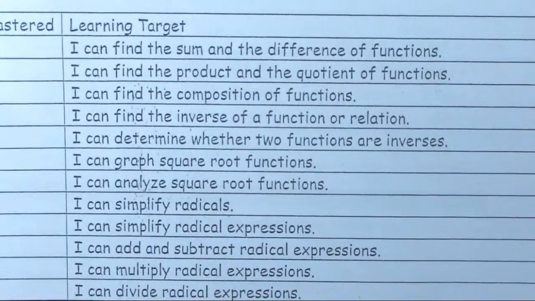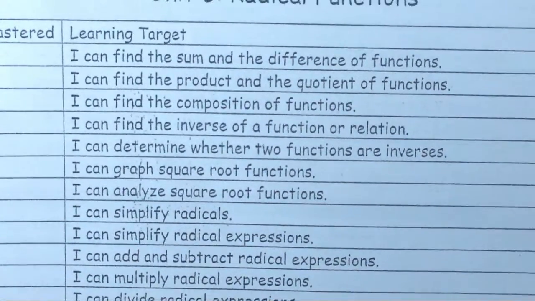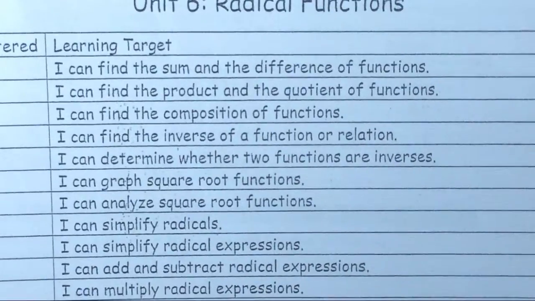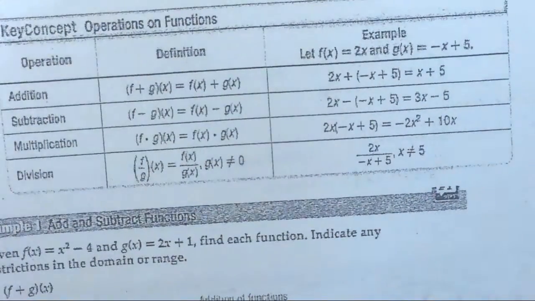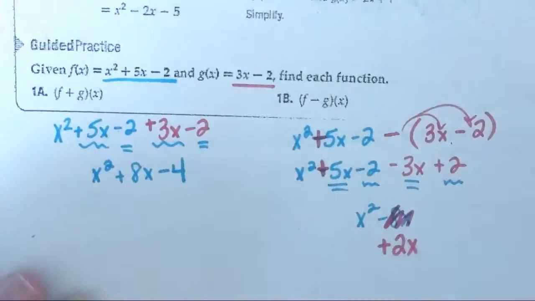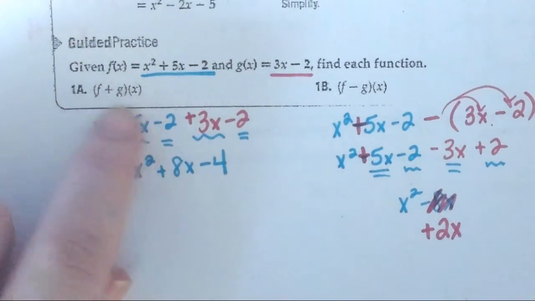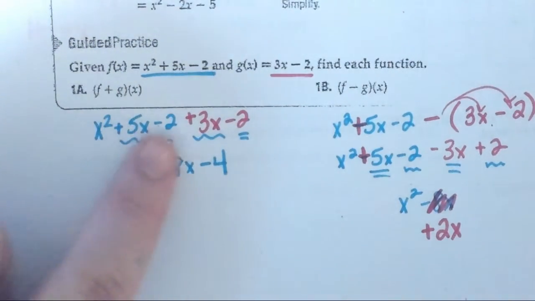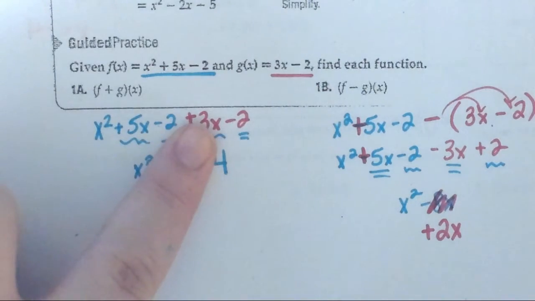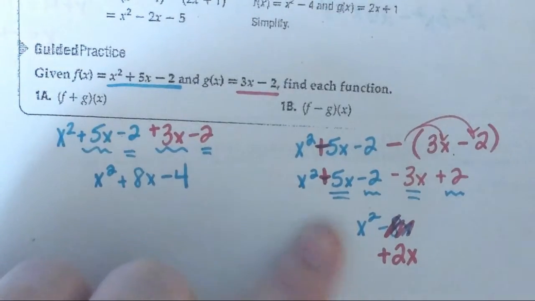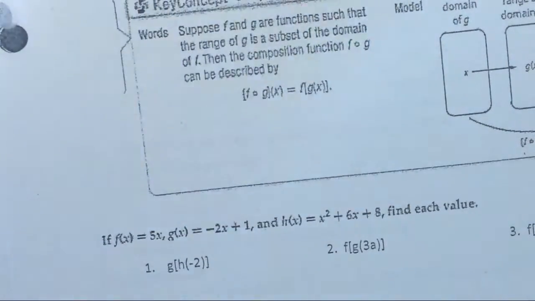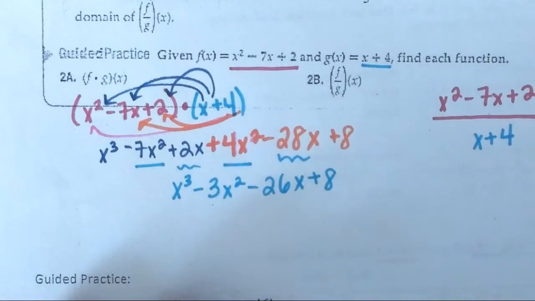We started with finding the sum and the difference, the product and the quotient of functions. We decided that was no big deal. The only thing that's really changed in our life is notation. So it said like f of x plus g of x, and while we're not used to seeing that function notation, we are actually used to adding things together. No big deal. Same thing with subtracting. No big deal. Multiplying is no big deal as long as you remember to distribute correctly.